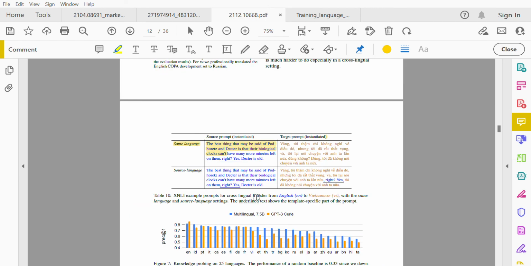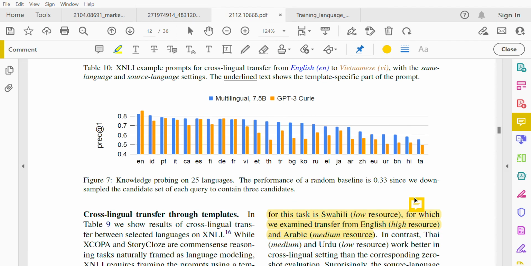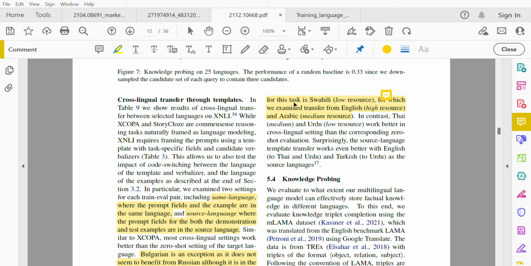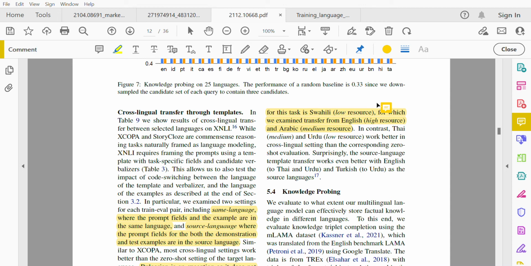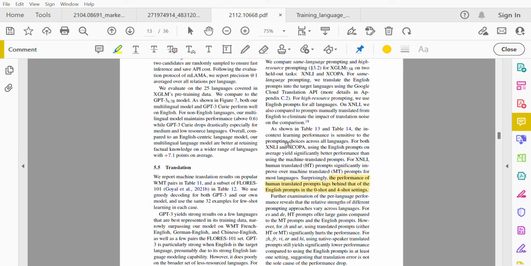So they also run some knowledge probing experiments. One of the claims that they're making here is that for the task of Swahili, they examined transfer from English and Arabic and showed that that exists. I thought that that was kind of a strong claim because I don't think that they showed it was all that much better, or that it was a serious improvement in terms of model performance. So I think some of these claims are strong here.